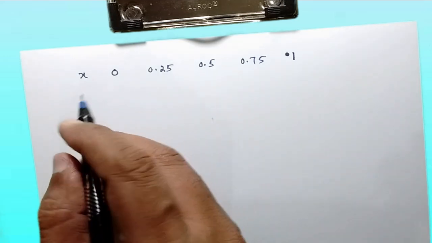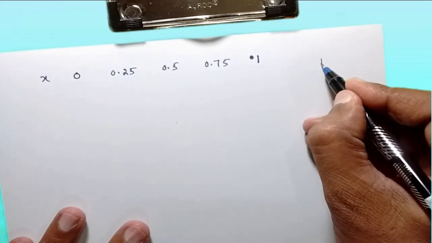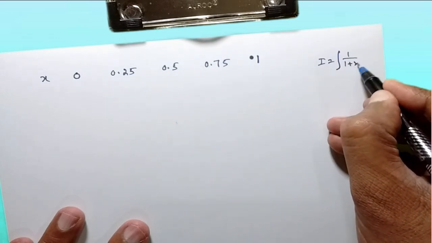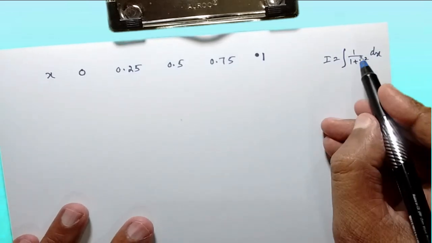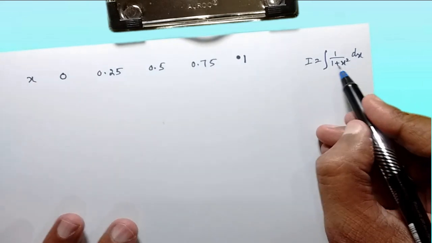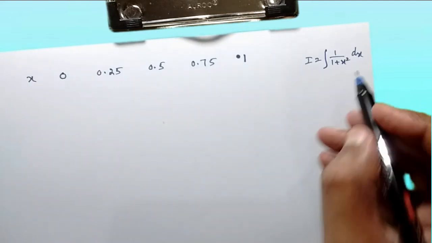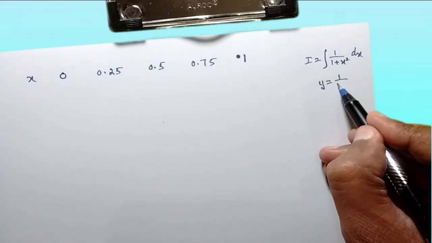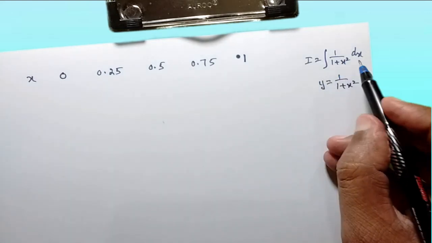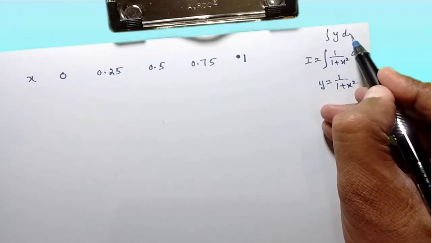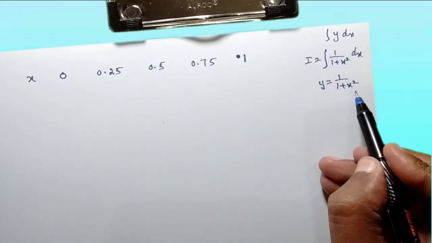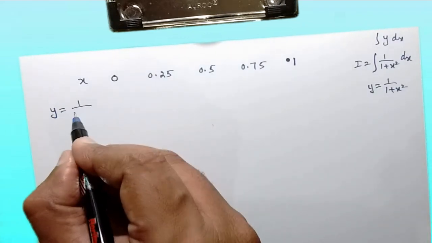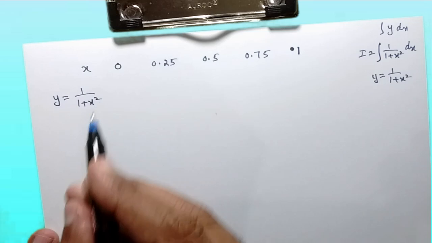And the corresponding value of y: you have the value of I equal to the integral of 1 by 1 plus x square into dx. So dx by 1 plus x square is there. You can write 1 by 1 plus x square into dx, which is given in the equation. So this will be your value of y. Y value will be 1 by 1 plus x square, because the integral is the integral of y into dx. So you have to evaluate it.